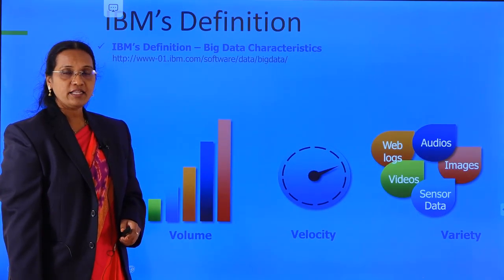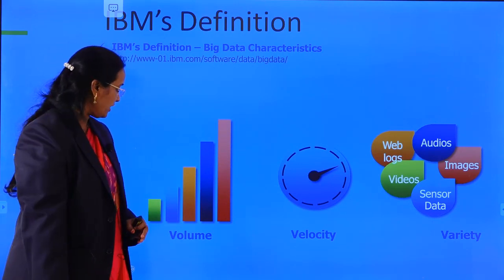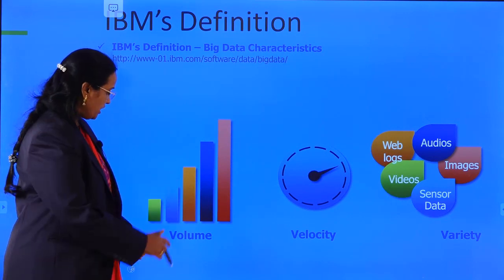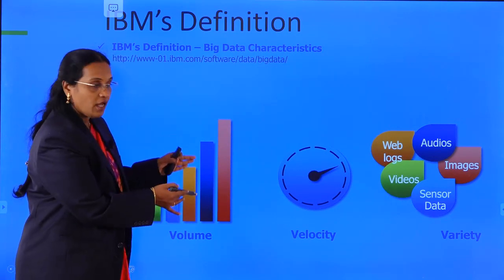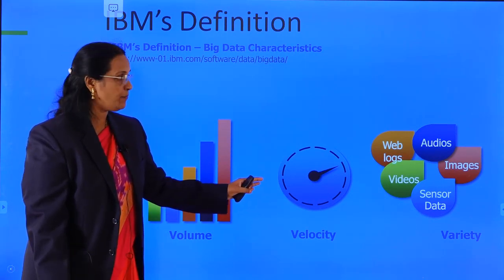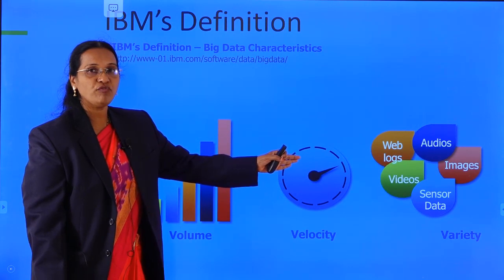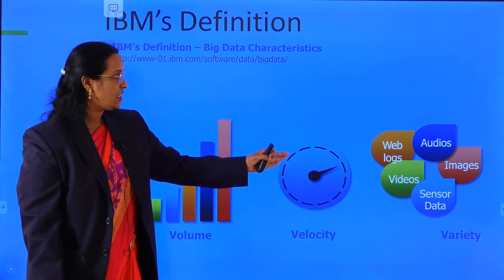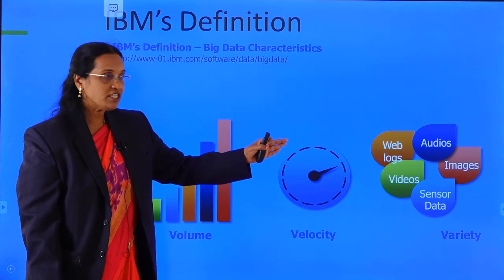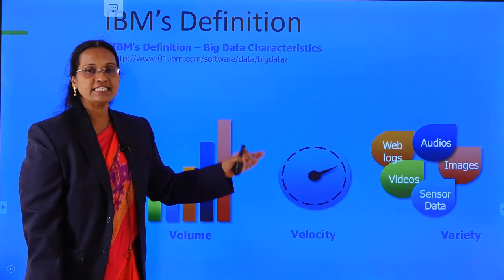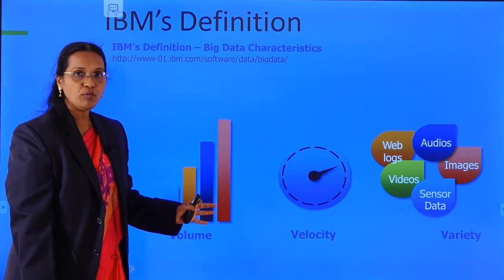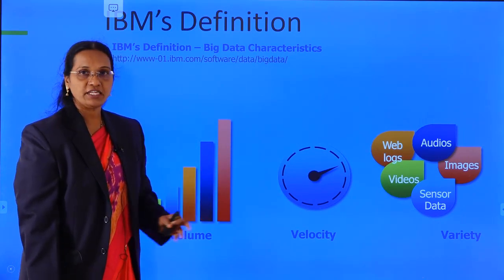IBM has defined big data in 3 ways. That is, big data is bigger in volume. As you see, big data is increasing in volume. Big data is increasing in velocity, its speed is increasing. Big data is in the form of various varieties, such as web logs, audio files, images, videos, sensor data. So IBM has defined big data as volume, velocity and variety.